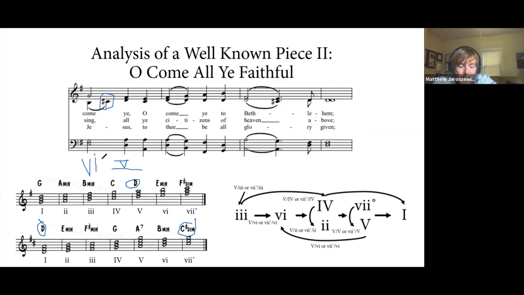So we're going to add in here, this is how we write it, 7 diminished of 5. We put a slash and then 5, like that. Again, as I mentioned before, that 7 diminished is used instead of the 4 or 2 step in the flow chart. 6, 7 diminished of 5, 5.